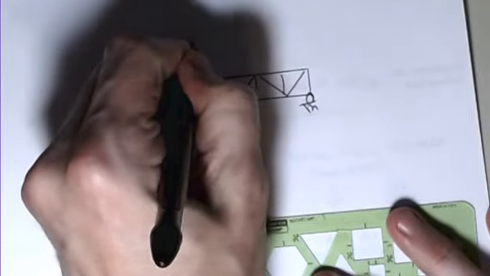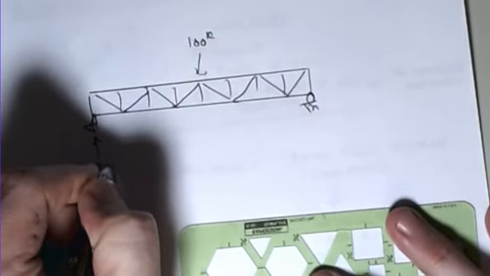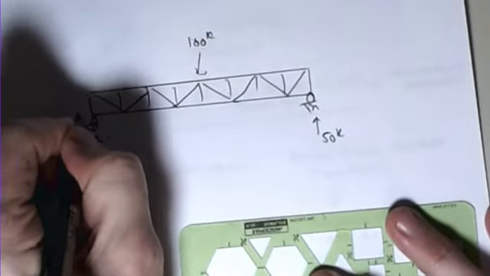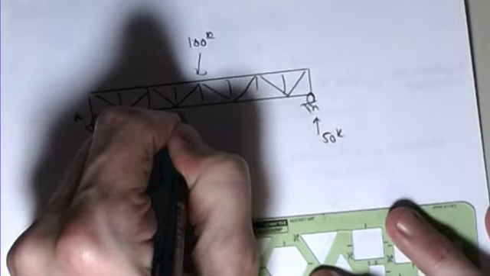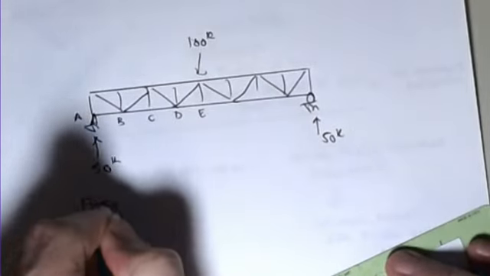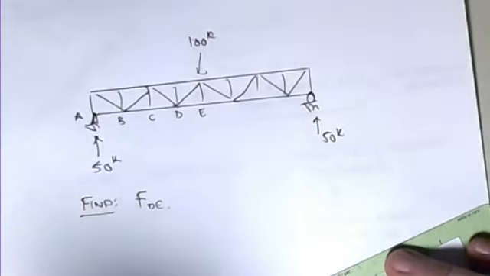Let's just say this is 100 kips. We'll put it in the middle. This will make this 50 kips, and this becomes 50 kips. Let's just go A, B, C, D, E on here. I'll say that you want to find the force in member DE using the method of joints. You now see the problem with this, all right?